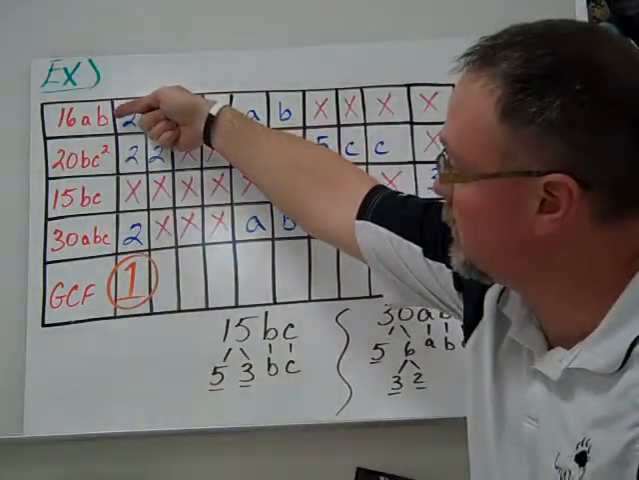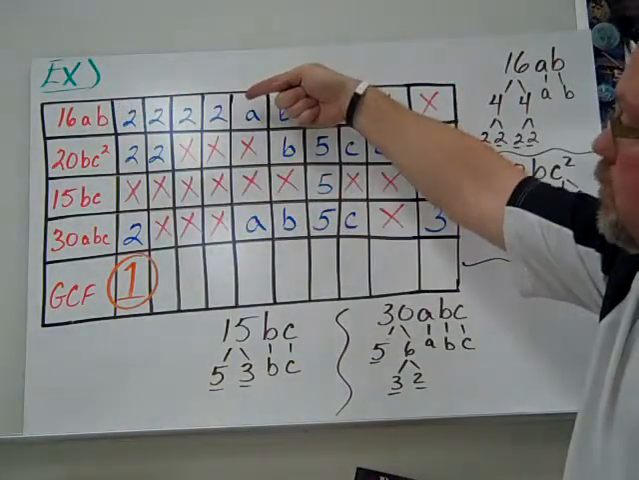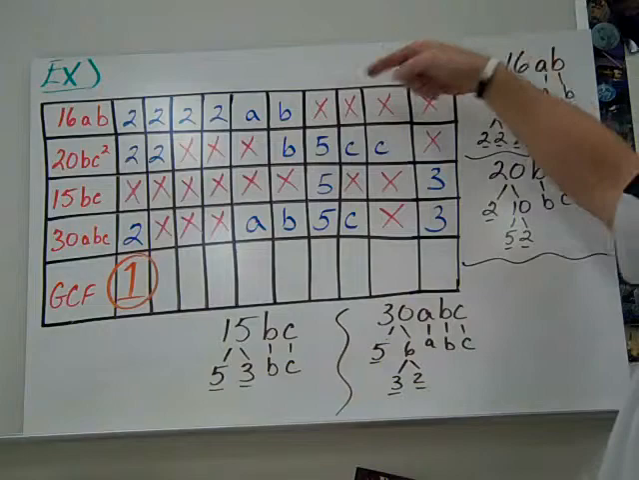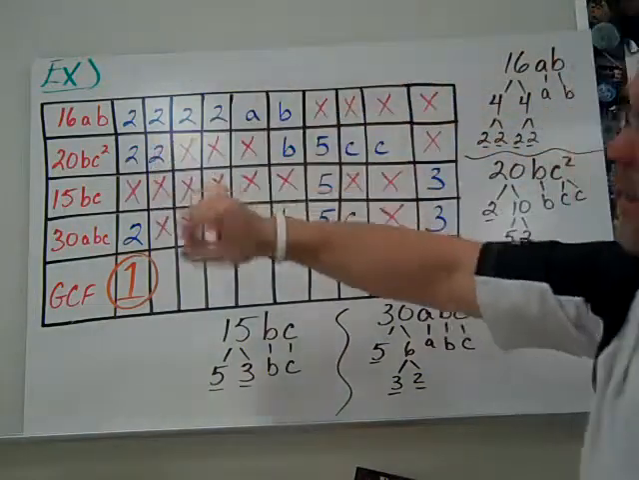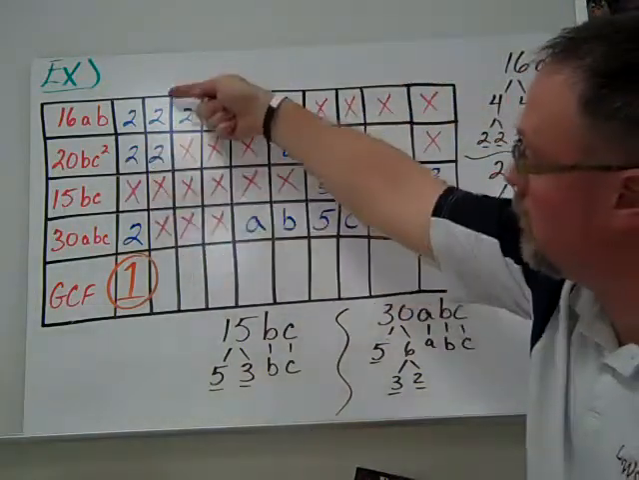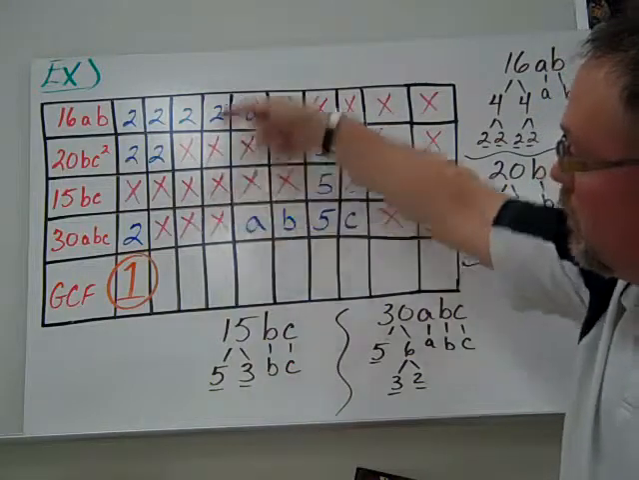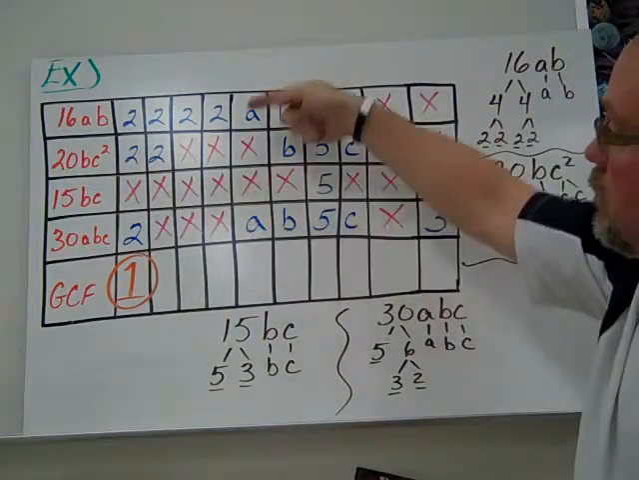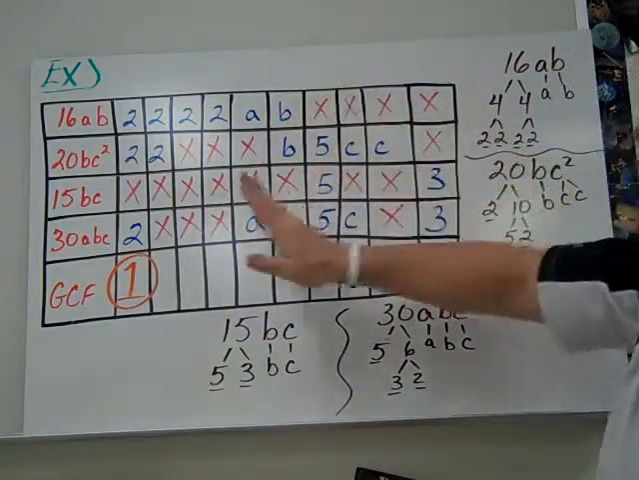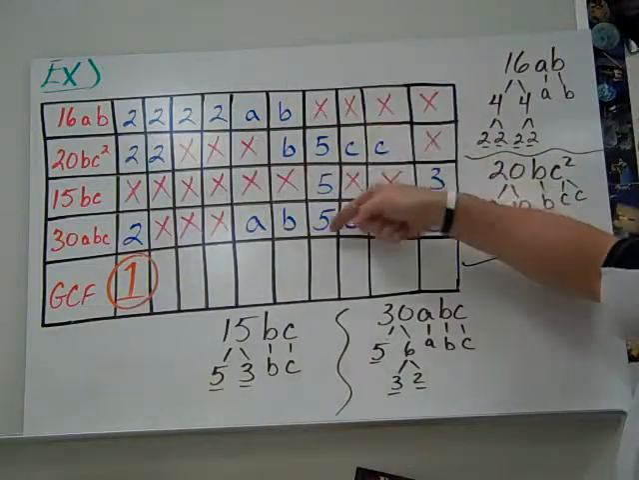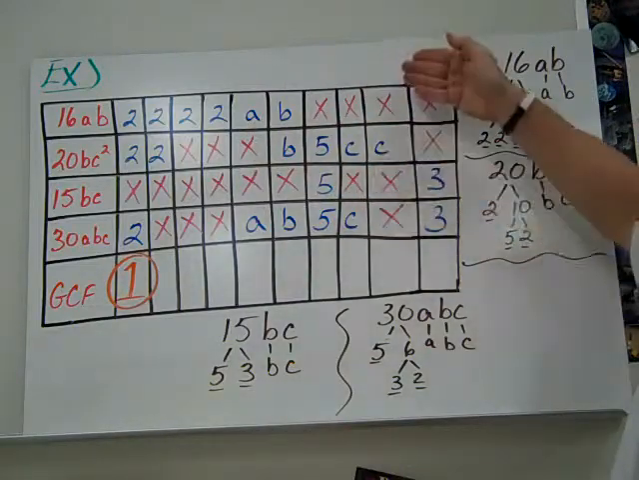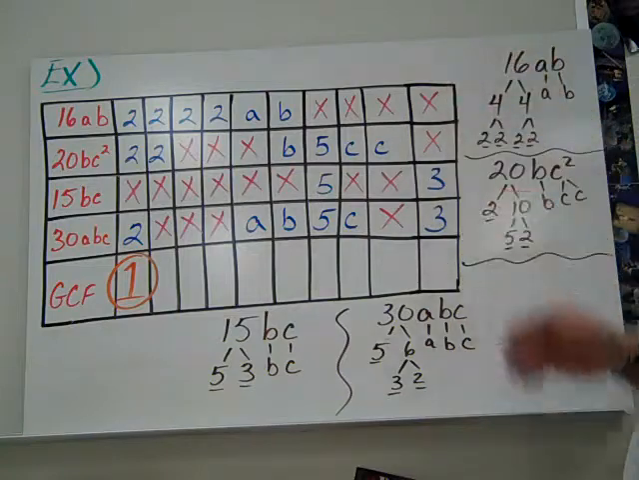So I'm going to start with my 16ab and list all of my 2's, a, b, and that sets the tone for the rest of the grid. So this is my 2 column, this is my 2 column, these other ones are my 2's, this is an a, this is a b. If I have additional numbers, which I do, here is a 5, additional letters, a c, and a 3.